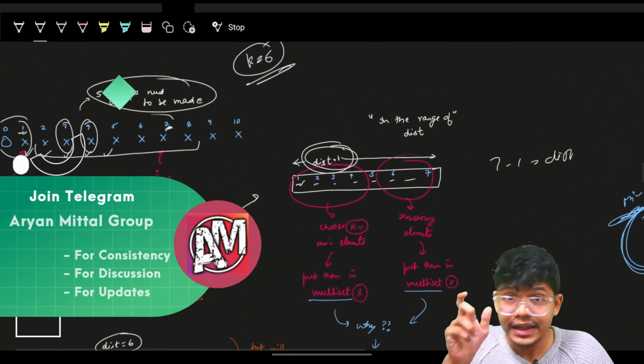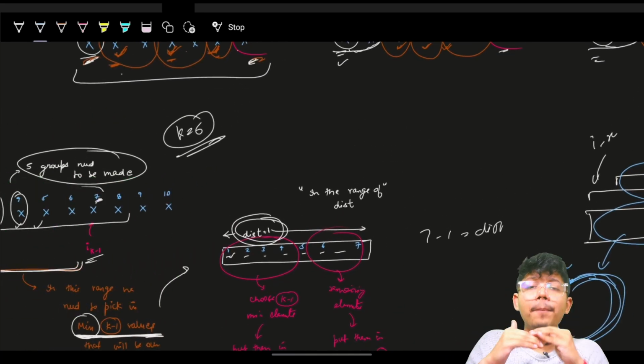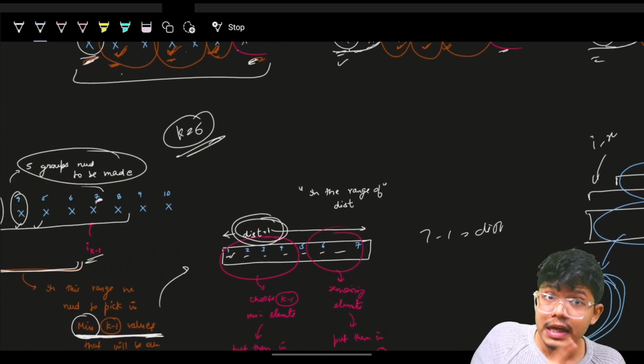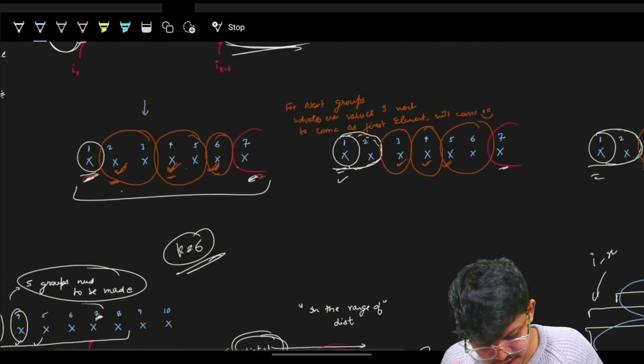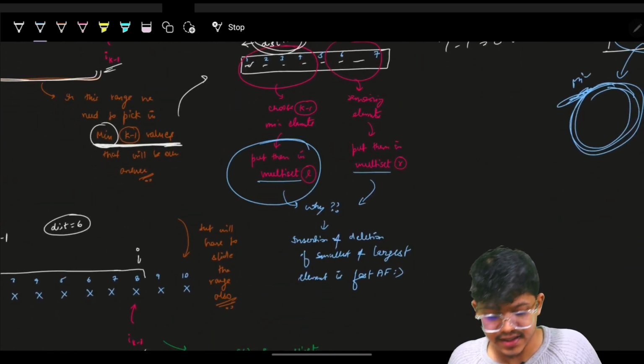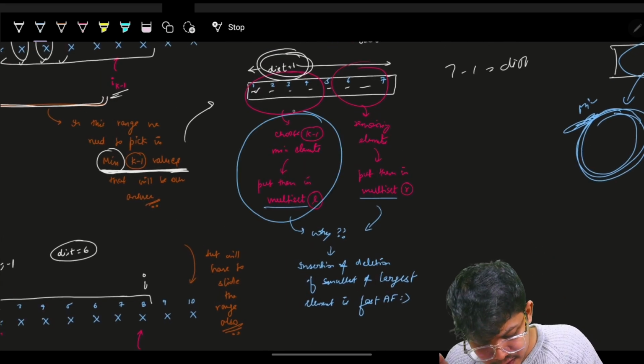Now let's see. Again, I'll do a proper diagram, but that is simply a hint of how we can go about this and what data structure we might end up needing. Because we want minimum elements and a sliding window, we want the operations of deletion and insertion to be very fast. We want minimum and maximum also very fast. For that, the best data structure we have right now is a multiset.